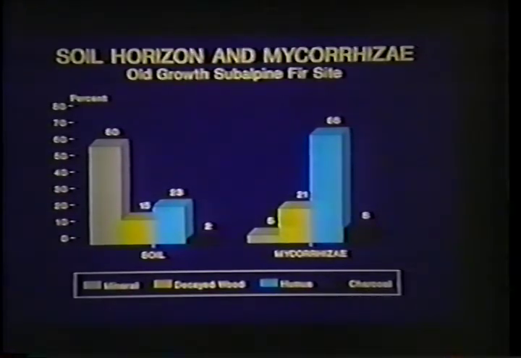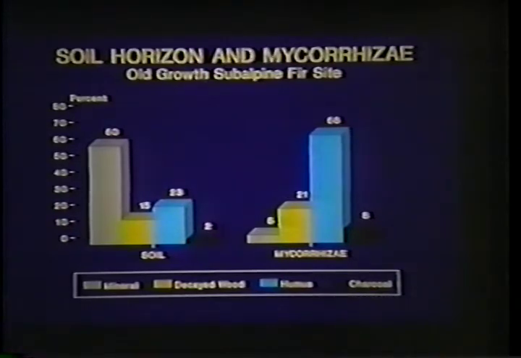And you can see that they tend to be concentrated in the organic horizons. Now on the left in this particular slide, it shows you what the soil looks like. In other words, we took a sample here, and these were random samples. And so we just took a look at what the soil looks like. And on the right, we showed you where the mycorrhiza were in those soils.